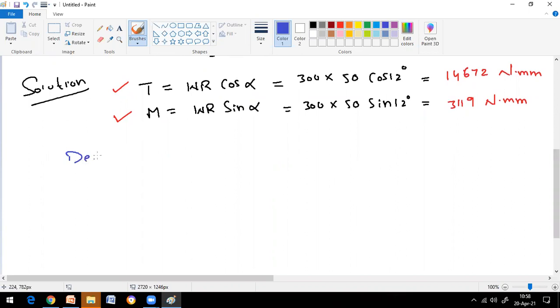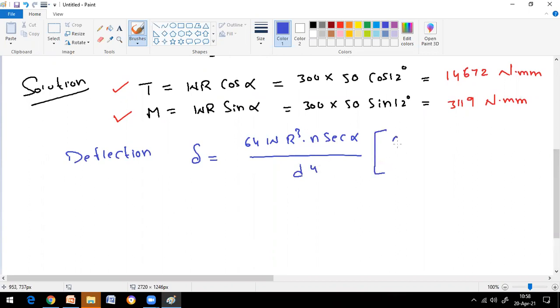So what is the deflection formula of an open coil helical spring? The formula is 64 W R cube N secant alpha by D power 4 of cos square alpha by N plus 2 sin square alpha by E. Don't worry, 100% you will get problems from springs. Springs problems are all important, so you have to remember these formulas to solve them.